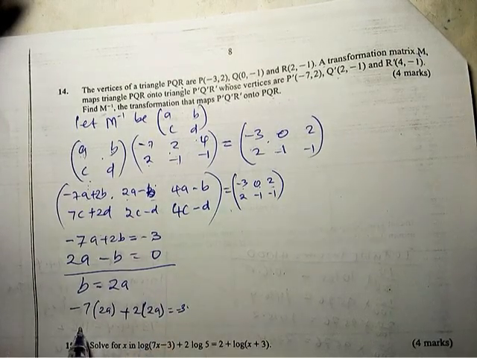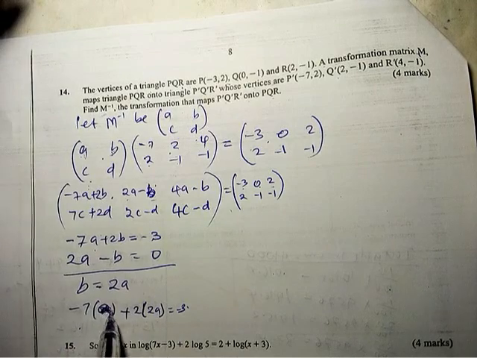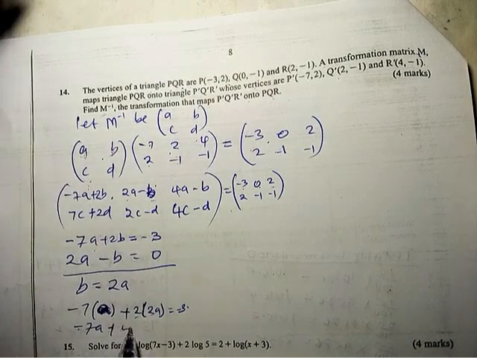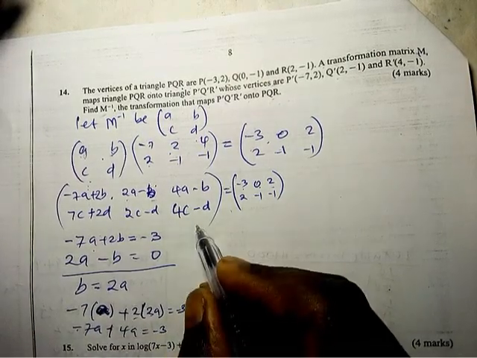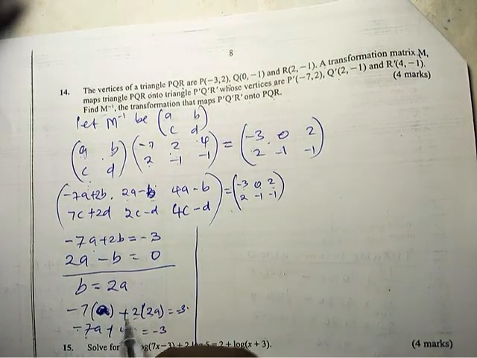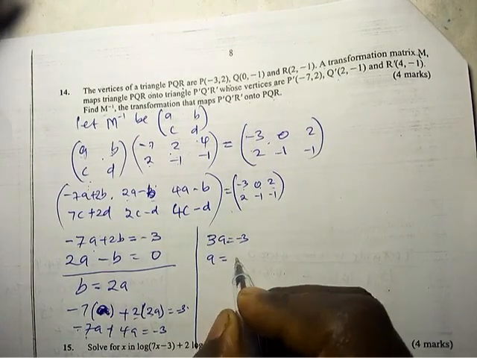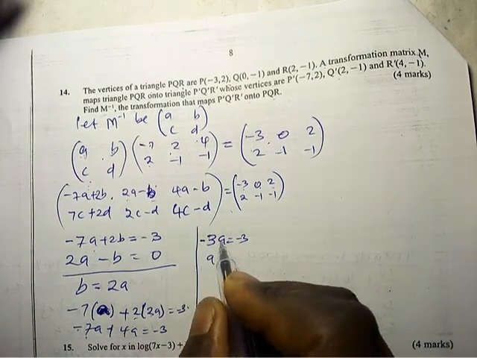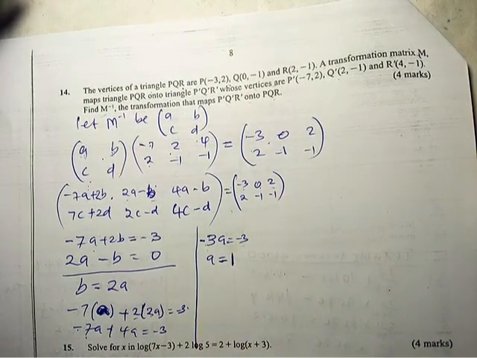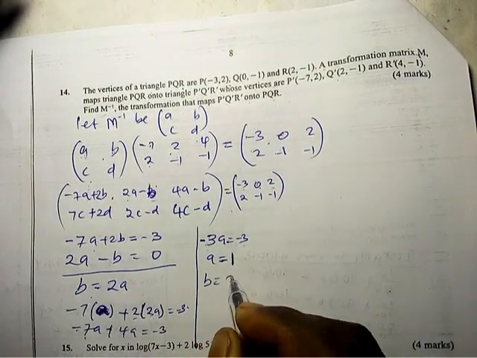No, this was -7A. So we will have -7A plus 4A, the answer is negative 3. So this is -3A equal to negative 3. So A equal to negative 3 divided by negative 3, the answer is going to be positive 1. So A is 1.